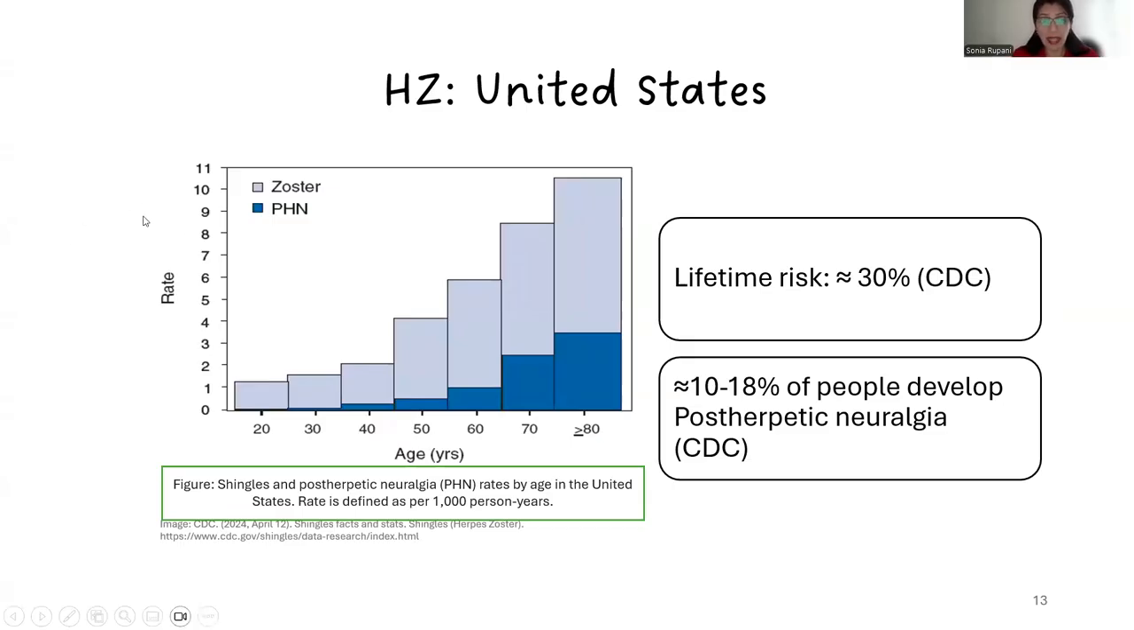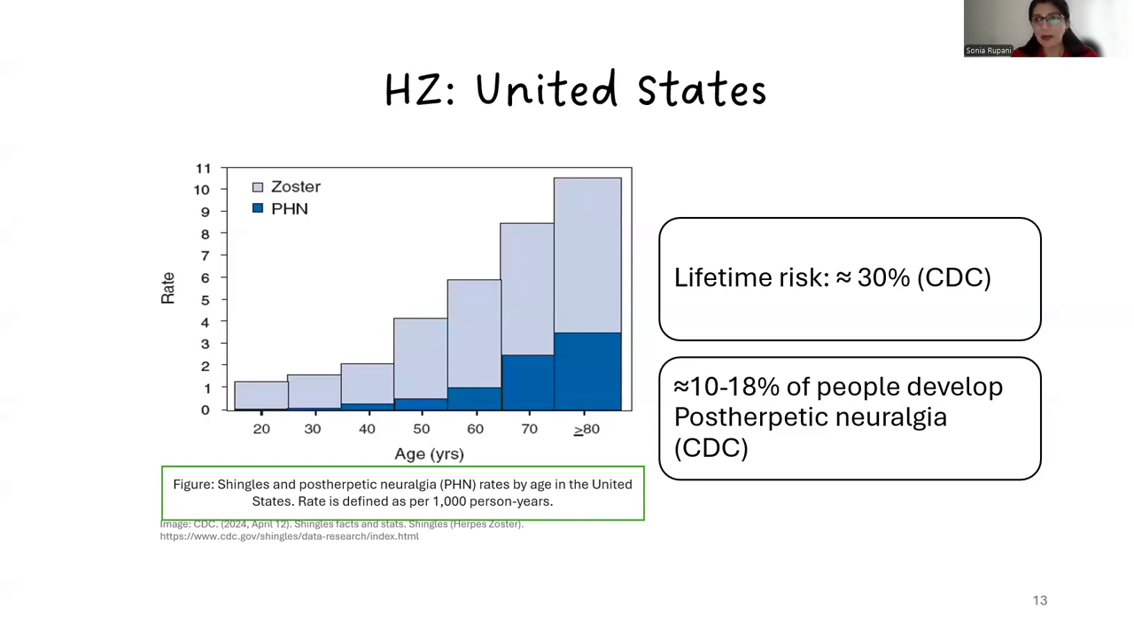If you look at this bar graph, again coming from the CDC, the light blue is the zoster and the dark blue is the post-herpetic neuralgia. Look at that risk. The incidence of herpes zoster is going up, and so is the risk for PHN. So the complications of PHN also increase as we age.